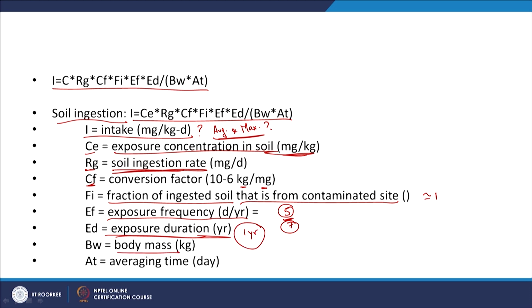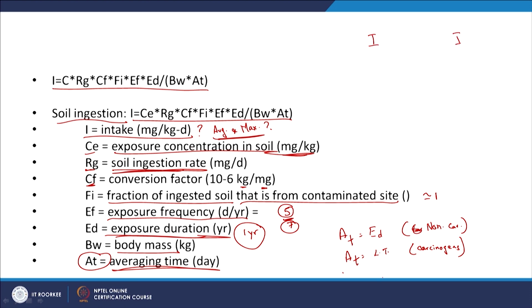Body mass, we have some standard values, and averaging time, as we mentioned, is going to be equal to exposure duration for the non-carcinogenic risks, and averaging time is going to be equal to lifetime for the carcinogens, right. So, obviously what does this mean? If averaging time differs, that means we are going to have two different intakes, one for non-carcinogens and one for carcinogens, right.